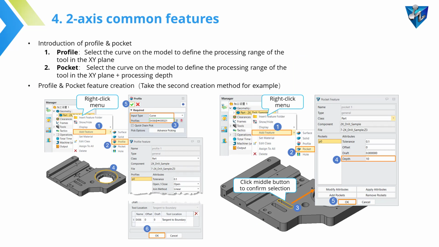Now let's go ahead to introduce the commonly used features in ZW3D 2X CAM. There's profile and pocket. Profile is that you can select the curves on the model to define the processing range of the tool in XY plane, while pocket is based on that with an additional attribute of processing depth. Please check the images below for details.